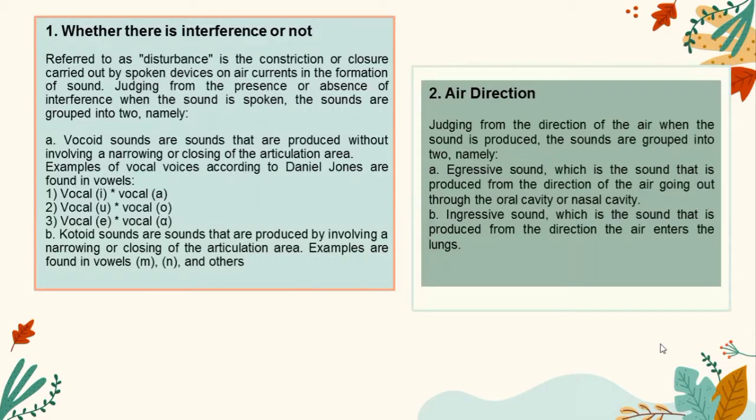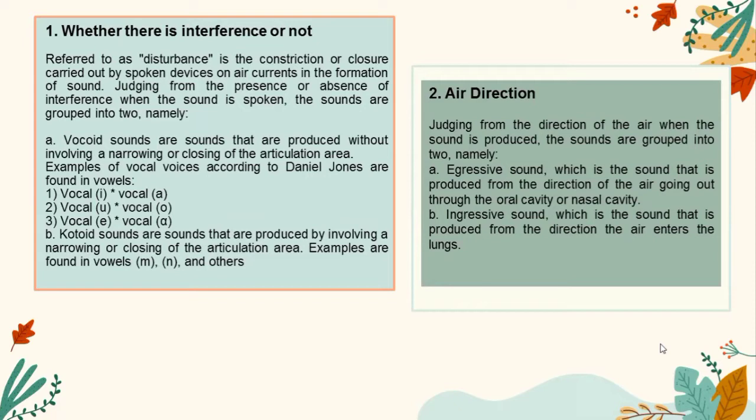The next is basic classification of segmental sounds. First is whether there is interference or not. Interference is the condition or closure carried out by the speech device or air currents in the formation of sounds, judging from the presence or absence of interference when the sound is spoken. The sounds are grouped into two. First is vocoid sounds. Vocoid sounds are sounds that are produced without involving a narrowing or closing of the articulation area.